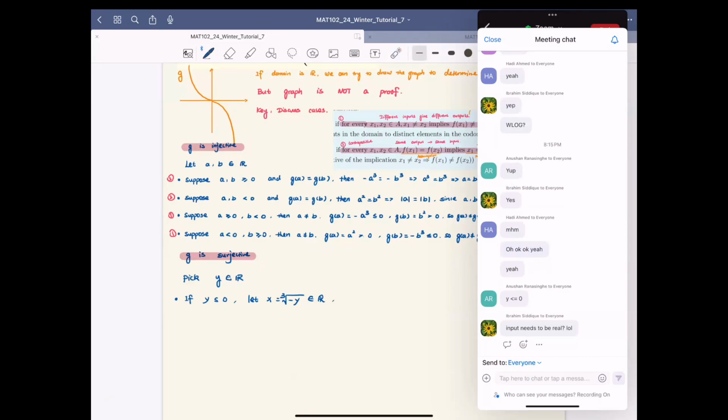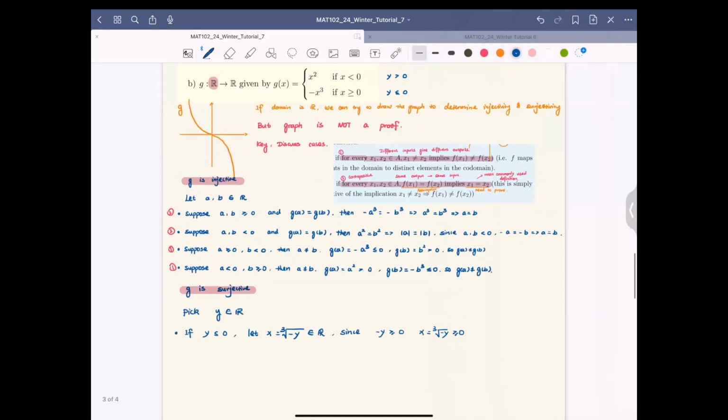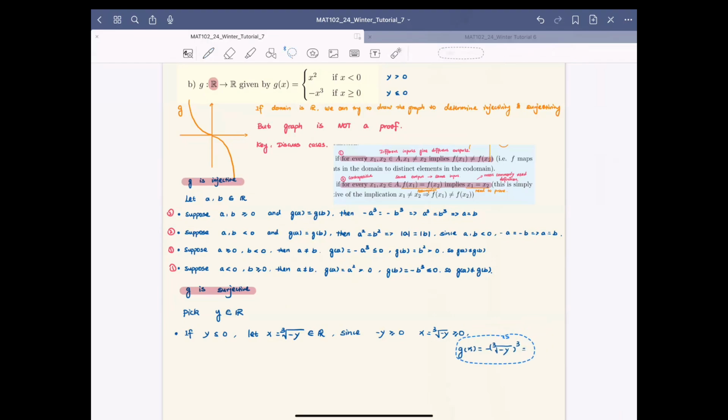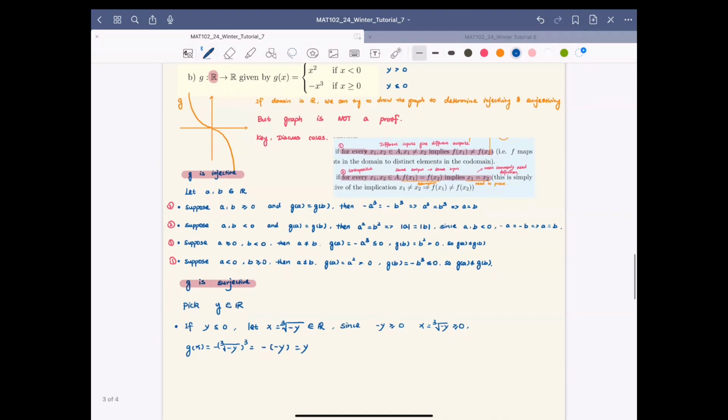So since negative y is greater than or equal to 0, x, which is a cube root of it, should be greater than or equal to 0 as well. So I need to use the second piece. This tells me I need to use the second piece, which is negative of cube root cubed, which equals negative of negative y, which equals y. Does this make sense?